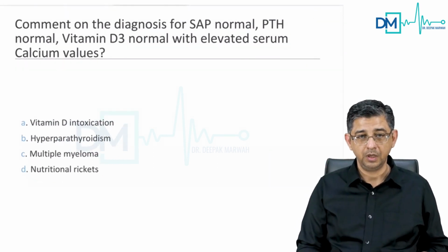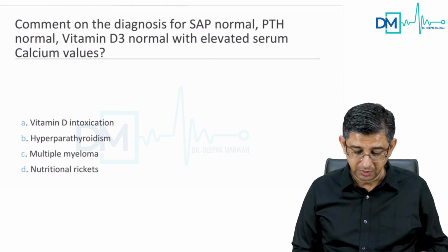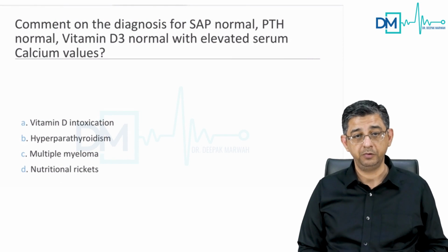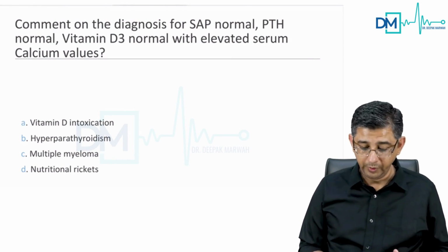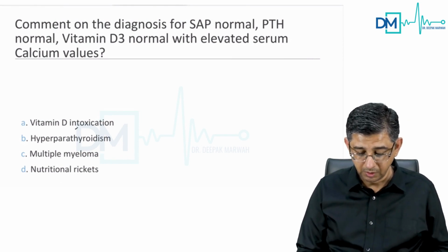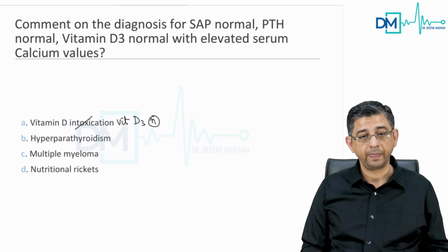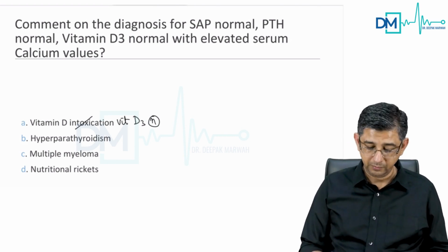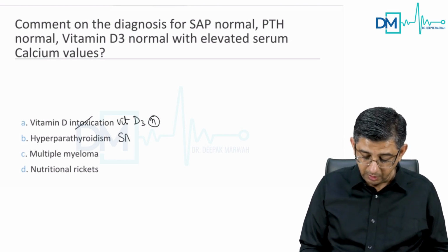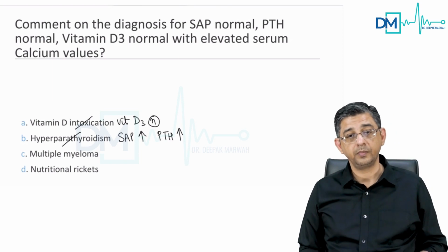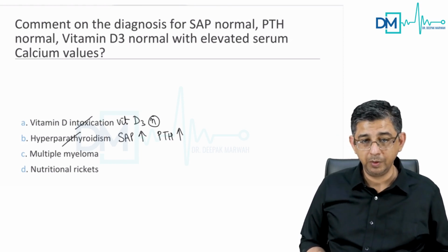Coming to the next question. He says, comment on the diagnosis for SAP being normal, PTH being normal, vitamin D3 is normal. Everything is normal with elevated calcium. Vitamin D intoxication is ruled out because vitamin D levels are given to be normal. That is why I have ruled out choice number A. Hyperparathyroidism will always have elevated serum alkaline phosphatase and elevated PTH, and in this question, PTH is normal. That leaves you with multiple myeloma and rickets.